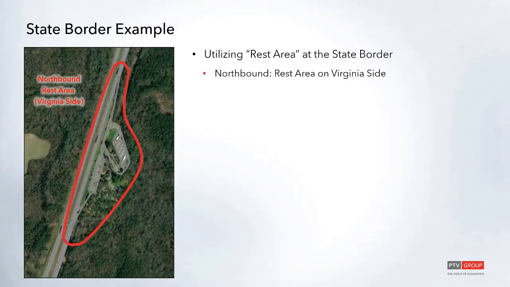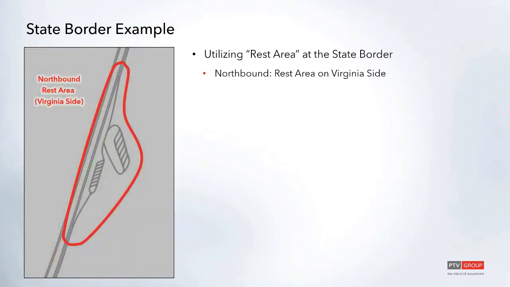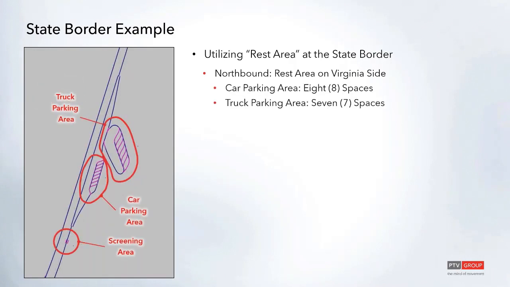All right, so here's a close-up of the rest area located in Virginia. And then here's a look at the Vissim network. So this network is broken up into three different areas. First, we have an initial screening area that will take place for both cars and trucks. From there, if vehicles need additional testing, they will then exit the freeway and come into the rest area location. Cars will get checked again in this car parking area, and then trucks will go to the truck area for additional testing.